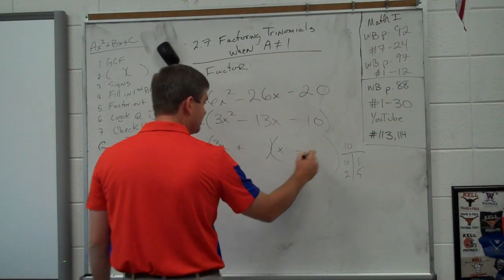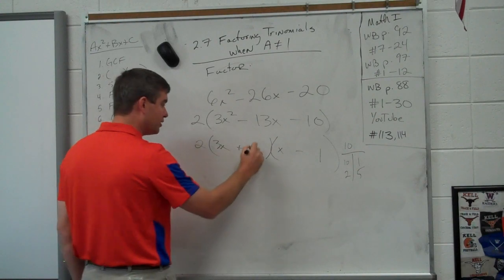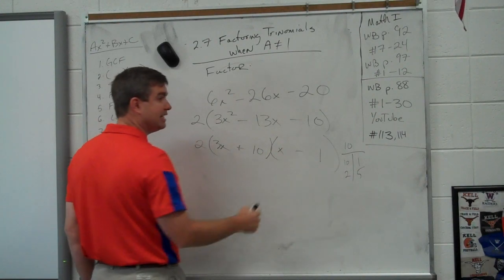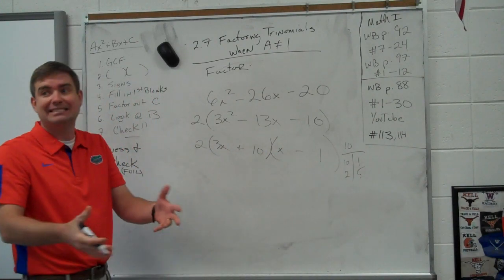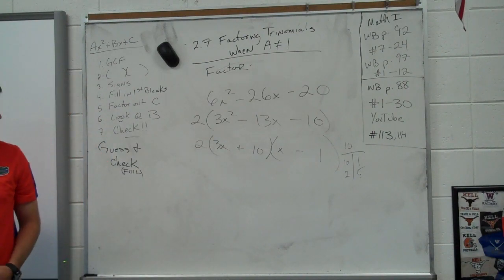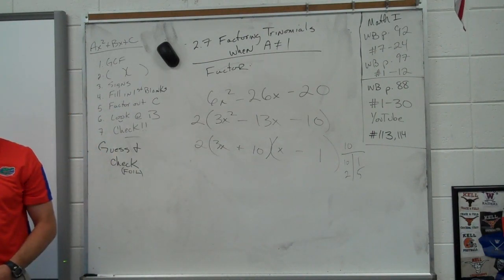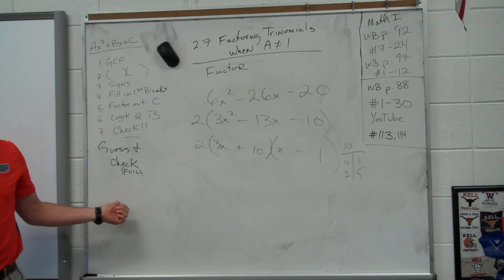All right, so let's try that. We want the 3 to be multiplied by the 1, and we're going to put the 10 right there. 10 times 1 is 10. So we think we're okay. We're guessing that 10 and 1 are going to work. All right, what do we have to do now? Check. We have to check.